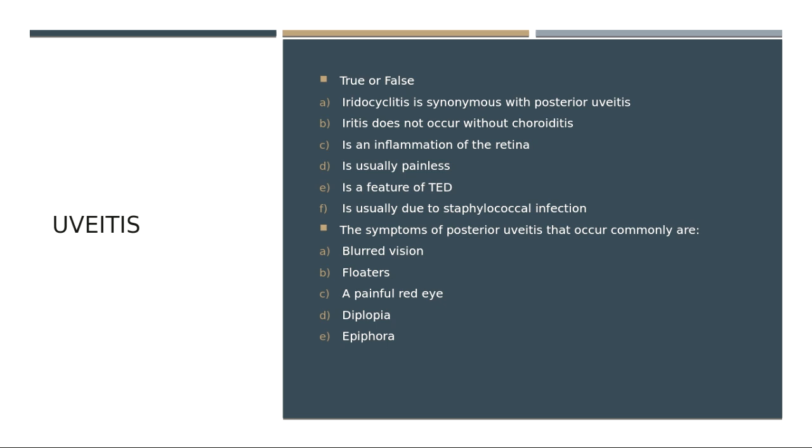The symptoms of posterior uveitis that occur commonly are blurred vision, true. Floaters, true. A painful red eye? False, I don't think so. Posterior uveitis now. Diplopia, do they have double vision? False. Do they have epiphora? False. Remember, this is posterior uveitis, not anterior.